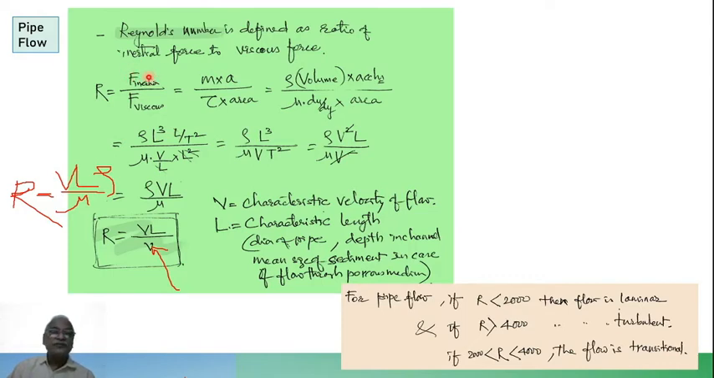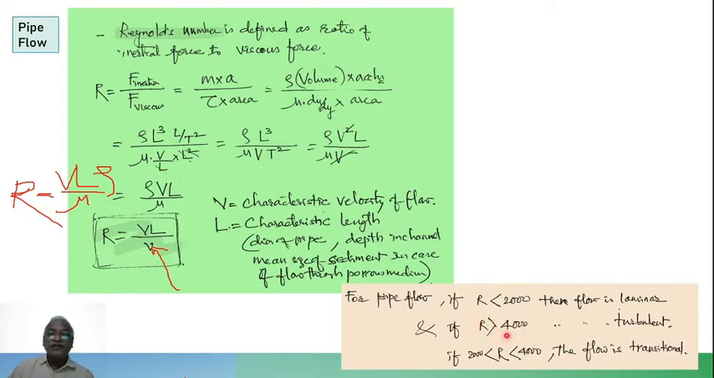The inertia force is less and viscous force is large. The ratio has to be less, in the sense the magnitude of viscous force has to be large, the inertia force value has to be less. When the viscosity is more, then it will be laminar. So if R is less than 2000, then the flow is laminar.